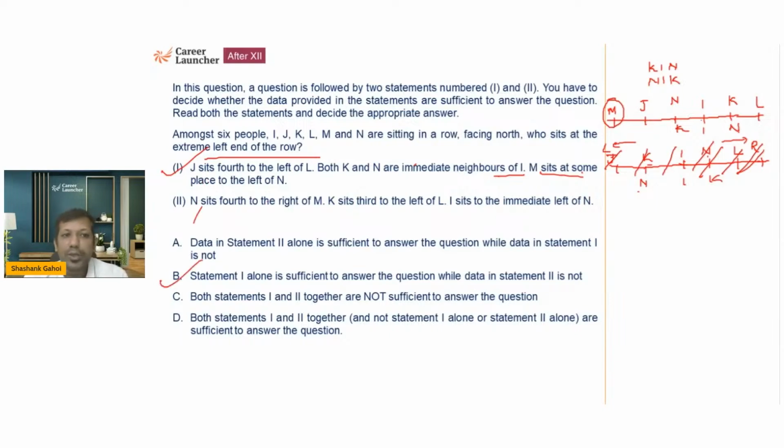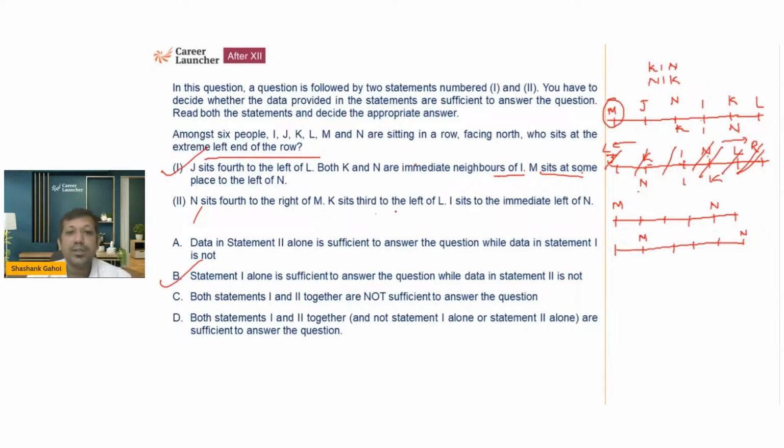Now let's look at the second statement as well. N sits fourth to the right of M. So I got 1, 2, 3, 4, 5, and 6. N sits fourth to the right of M. So M is here. 1, 2, 3, 4. N is going to be here. There might be another arrangement. M is here, N is here. So I got two possible arrangements.